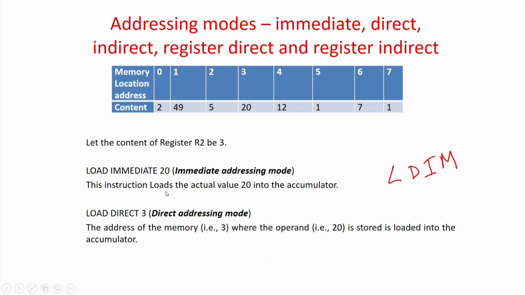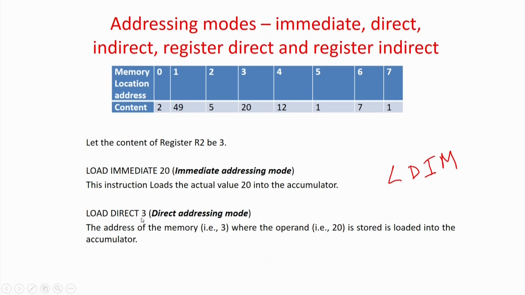So, what happens in an immediate? In that case the value of 20, binary 20, will be in the instruction itself. In immediate mode of instruction, you need not refer to any memory location, neither do you have to refer to any other register other than the accumulator. So, it says load immediate 20. In this case the value of 20, that is 20 binary, will be loaded into the accumulator.